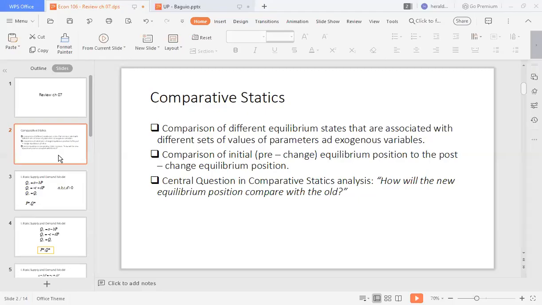Okay, so again, the discussion for today is a review in chapter 7. I will just add more inputs on the chapter and basically talk about comparative statics and partial differentiation as well. So when we talk about comparative statics, we are allowing a change in parameters or endogenous variables, or exogenous variables, and how it affects the equilibrium values.